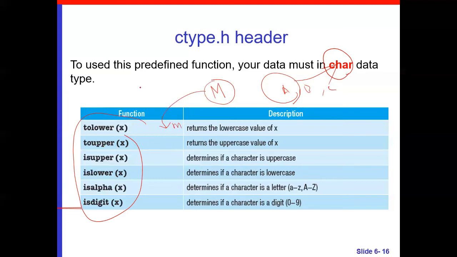To upper: if the user inputs lowercase data, using this function will turn it into uppercase. Is upper determines if a character is uppercase. Is lower determines if a character is lowercase. Is alpha determines if a character is a letter or a number, so this is the alphabet. Is digit determines if the character is a digit or an alphabet.